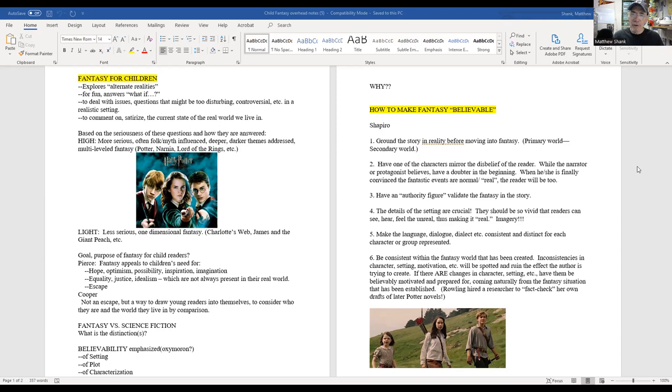It starts with a very familiar, realistic setting, and then eventually transports us into the fantasy world. So it grounds us first in something recognizable. And again, I think it's particularly important for kids. And then we're transformed into the fantasy world. So we kind of move from the primary world, the realistic world, the one we're familiar with, and then eventually something happens that will take us into the secondary world.